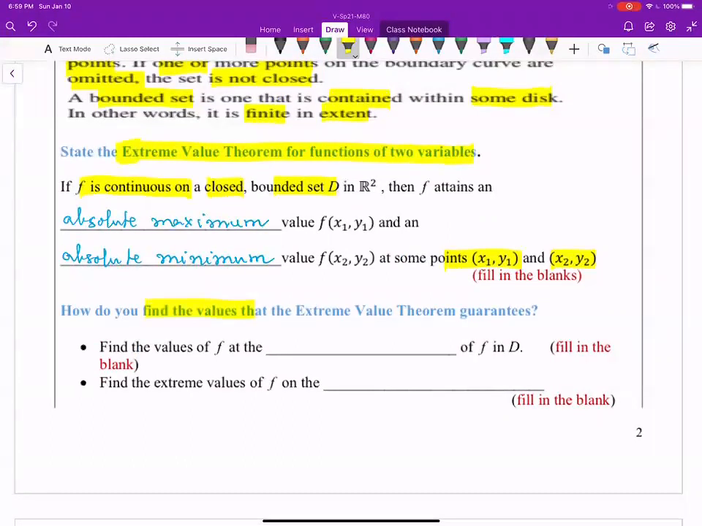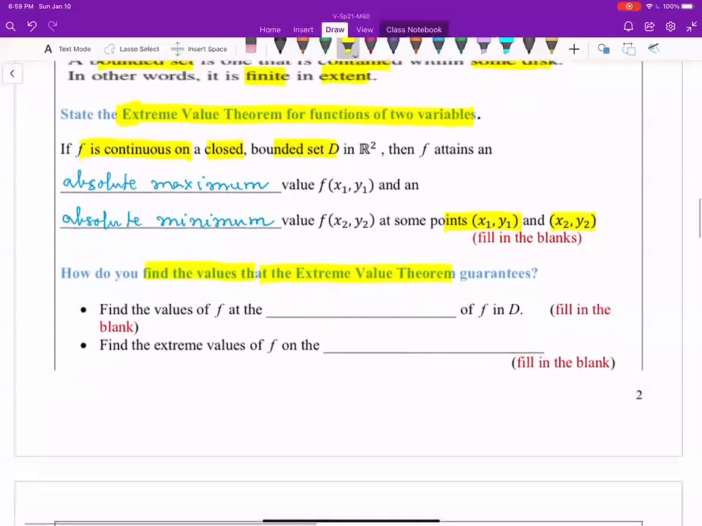How do you find the values at the extreme value theorem guarantees? How do you find those extreme values, those absolute maximum and an absolute minimum that the extreme value theorem guarantees? Find the values of f at the critical points of f in D. Step number one.